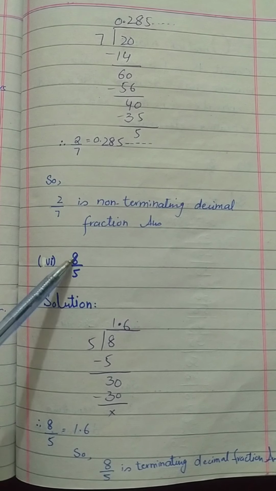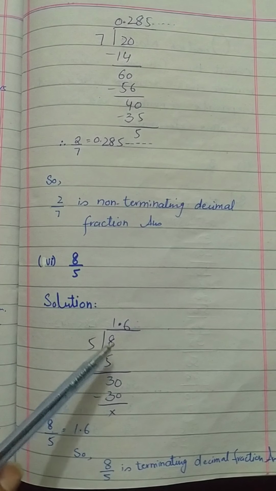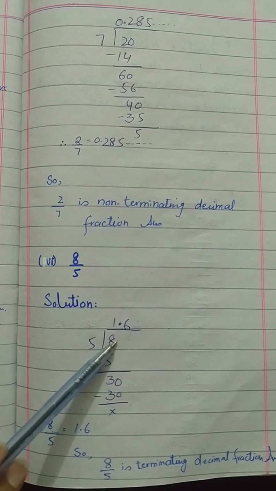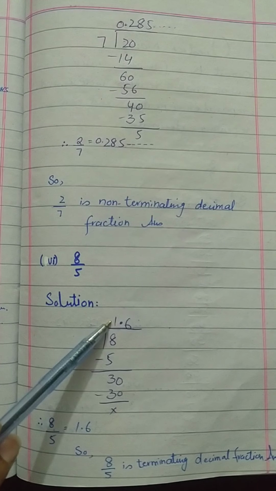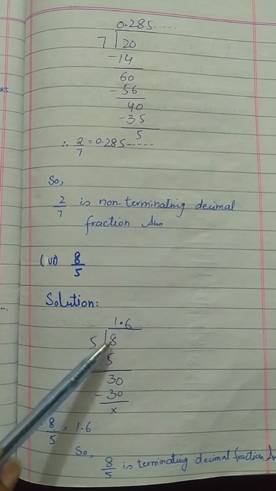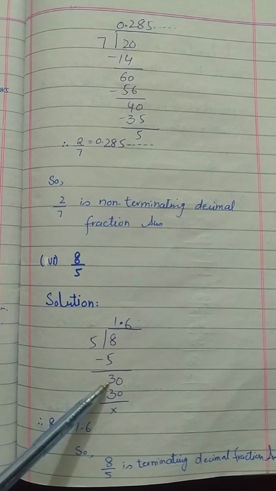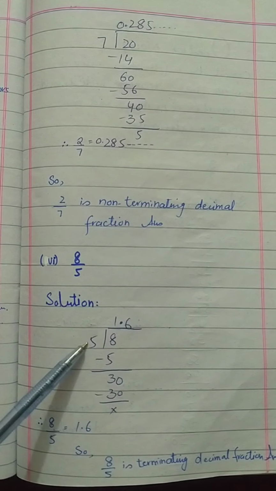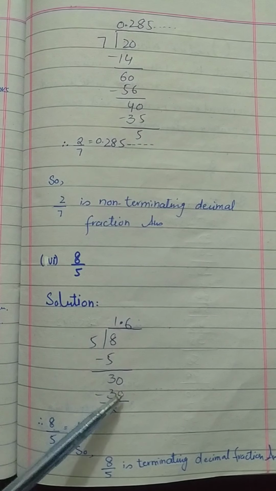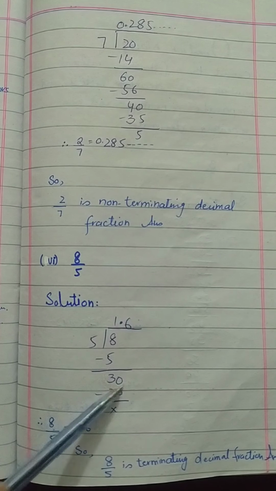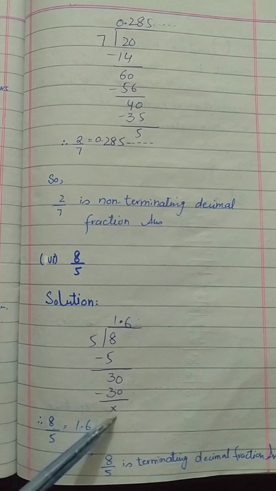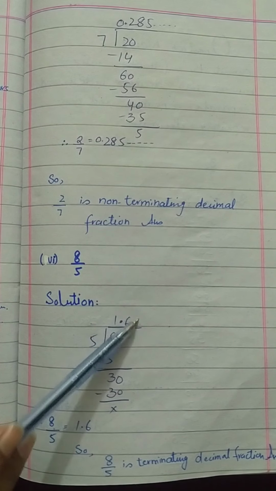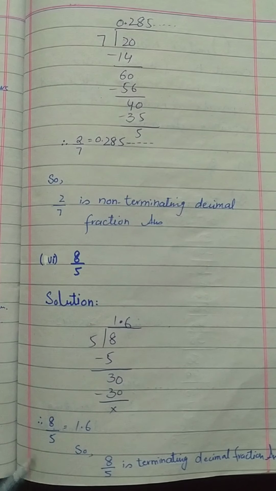In the next question we have 8 by 5. So we divide 8 by 5. 8 is greater than 5. So there is no need to put a 0 here. 5 ones are 5. We subtract 5 from 8 and get 3. 3 is smaller than 5. We put a point and then get 0 and it becomes 30. So 5 6s are 30. There is no remainder. So this is the answer, which is a terminating decimal fraction.